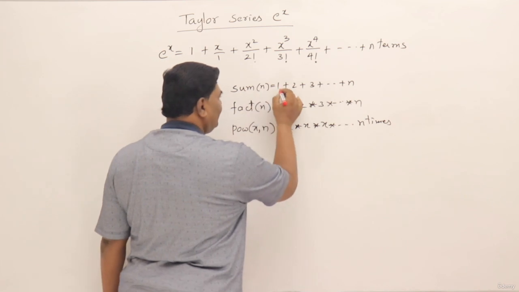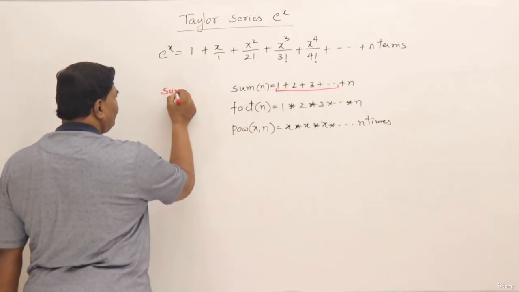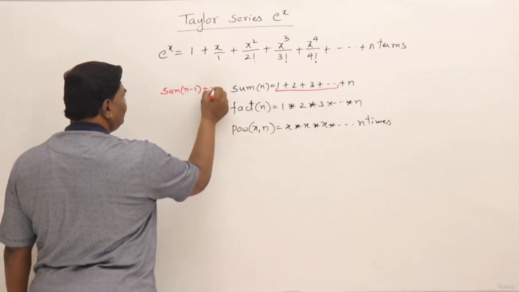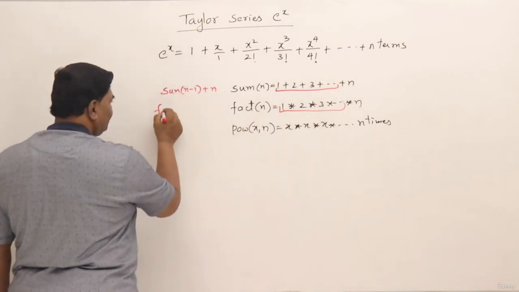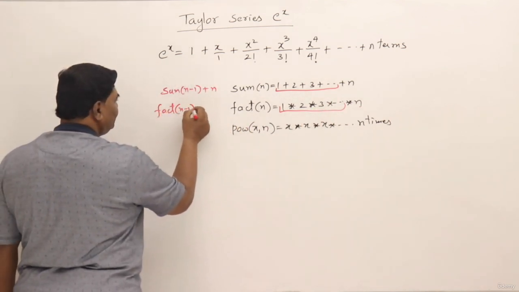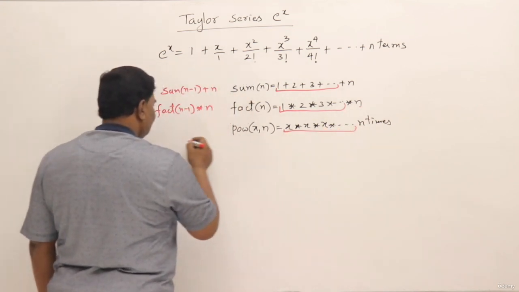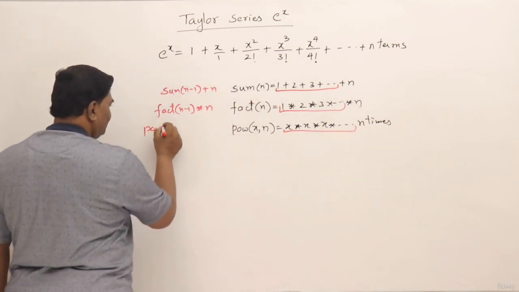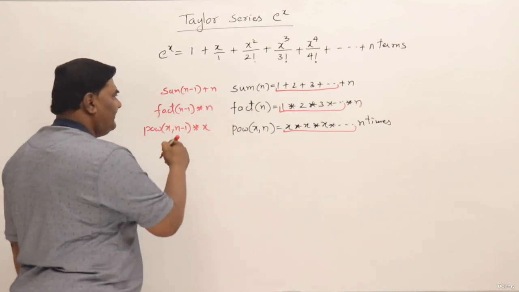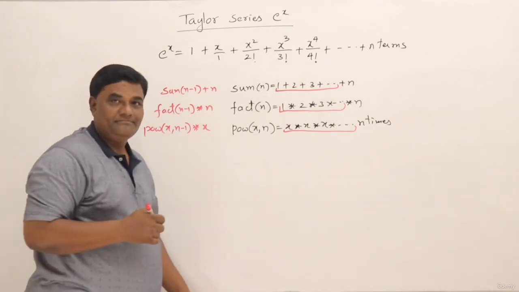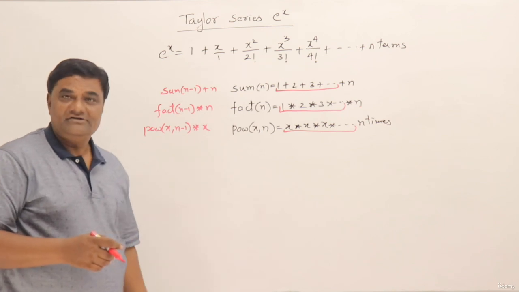We said that sum of n is sum of n minus 1 plus n. So we have written it like this, sum of n minus 1 plus n. And factorial of n is factorial of n minus 1 into n. We wrote it like this, factorial of n minus 1 into n. And for power, it was power up to n minus 1 and into x. So we have written these recursive definitions already. Now for Taylor series, we have to combine these 3 and write a recursive function for that one.